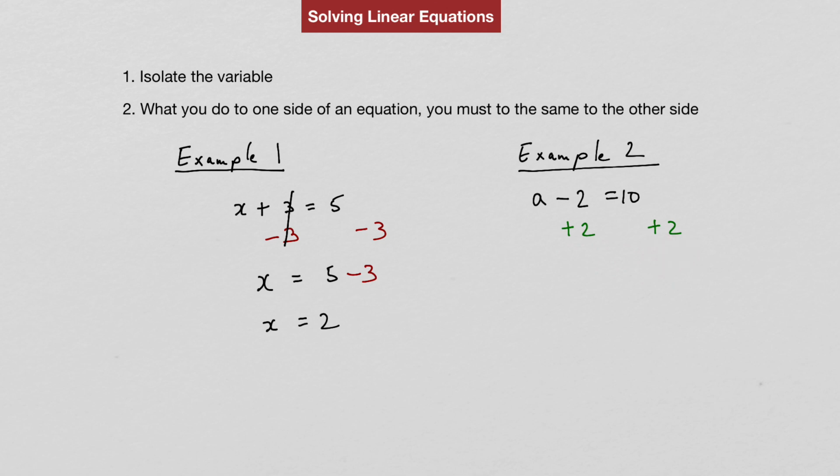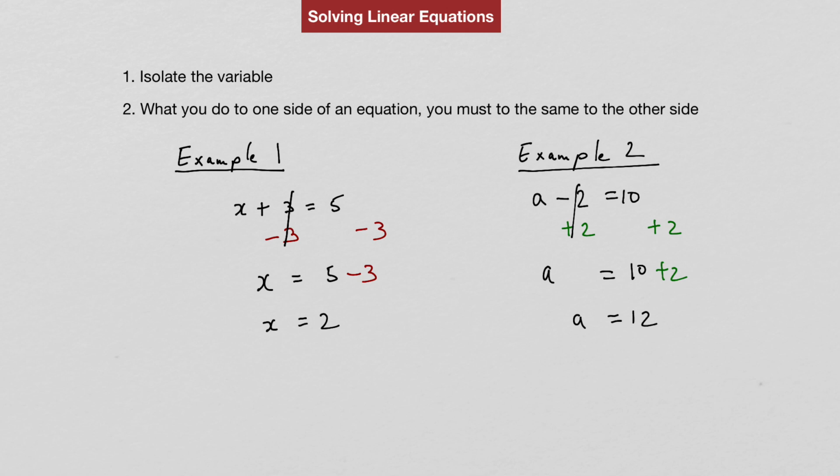So again, we've followed rule number 1. We're going to isolate the variable. So that's our goal. Isolate the variable. Then we're going to do number 2, which is whatever you do to one side of the equation, in this case, we're adding 2, we have to do the same to the other side. So now these cancel out. And now we're left with a is equal to 10 plus 2. And solving 10 plus 2, we find that a is equal to 12.